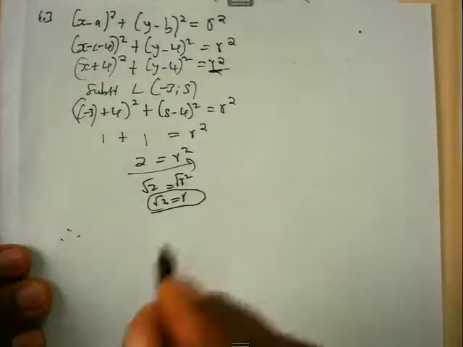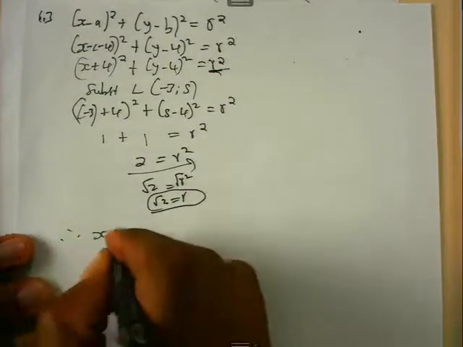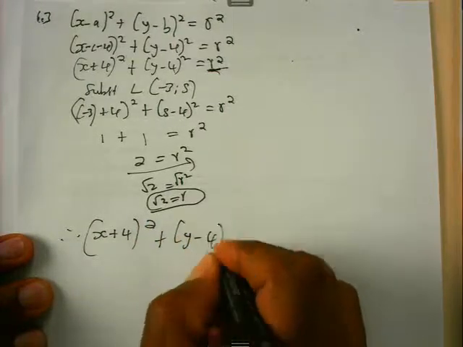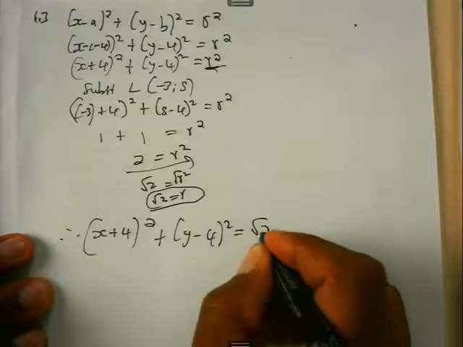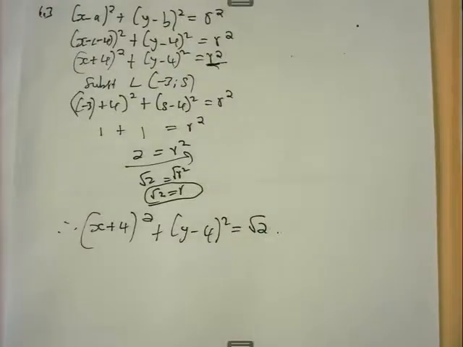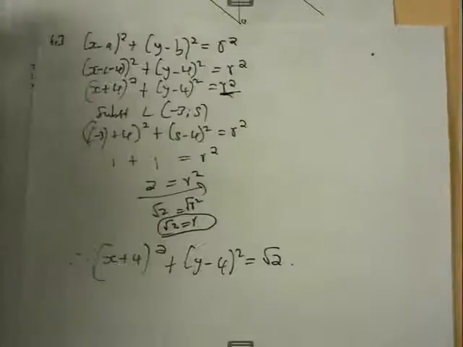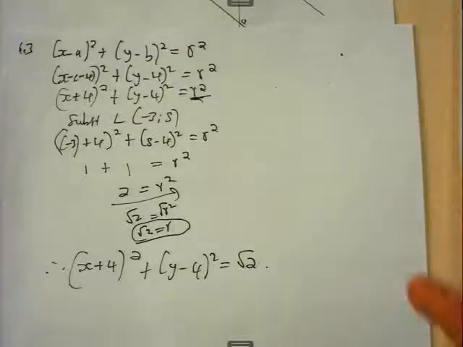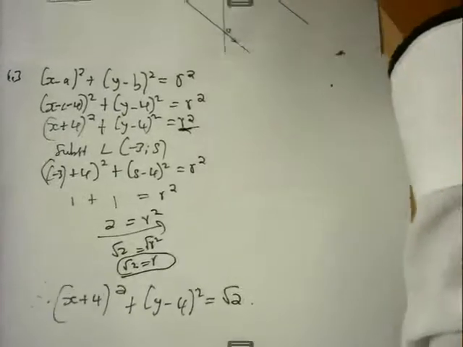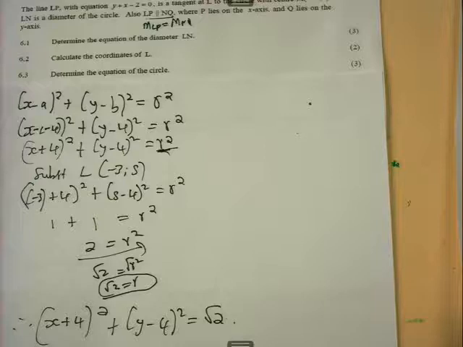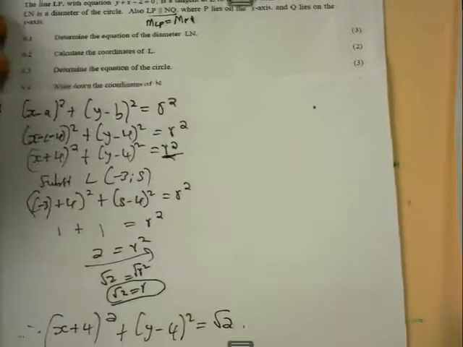Therefore, now let us answer the question. Therefore, the equation is x plus 4 all squared plus y minus 4 all squared is equals to 2. Then this is the equation of the circle with the center M at the point minus 4 and positive 4. Right, very important, boys and girls. When you determine the equation, check the center, the radius. If the radius is not there, check the center and the point.